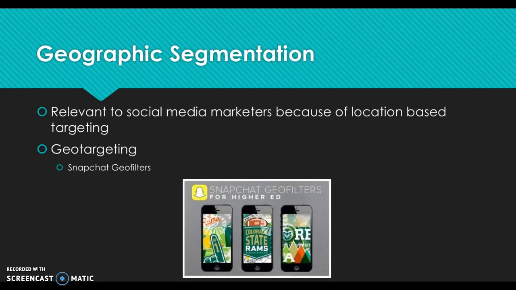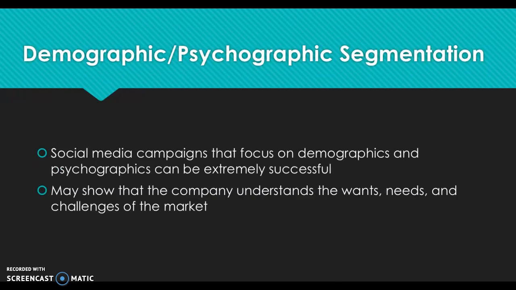So geographic segmentation is relevant to social media marketers because of location-based targeting. So one example of this is geo-targeting and the Snapchat geo filters that you would see if you have Snapchat open in a certain location. So demographic and psychographic segmentation, social media campaigns that focus on demographics and psychographics tend to be extremely successful. It really just shows that the company understands the wants, needs, and challenges of the market.